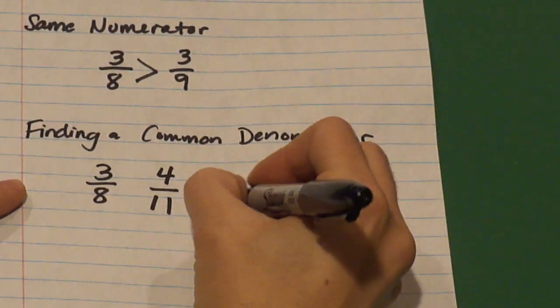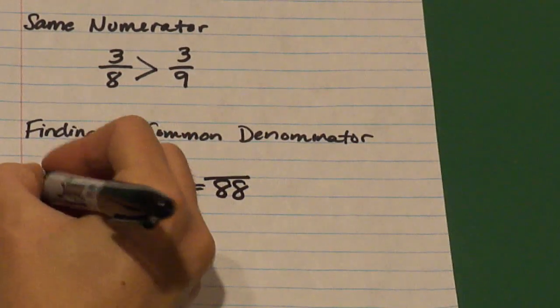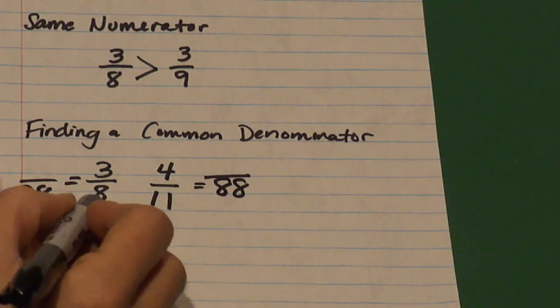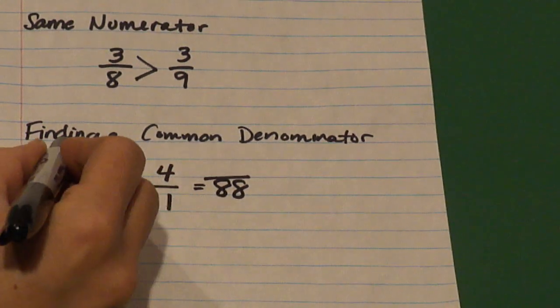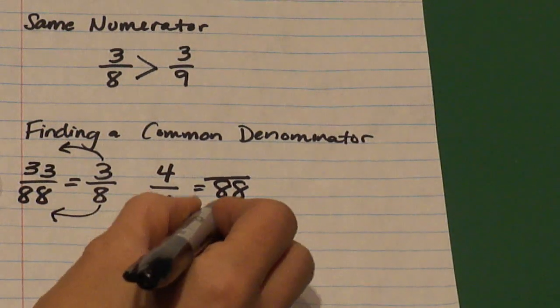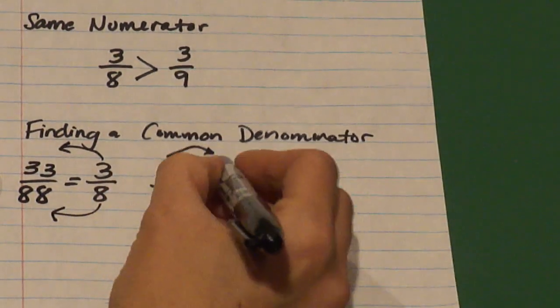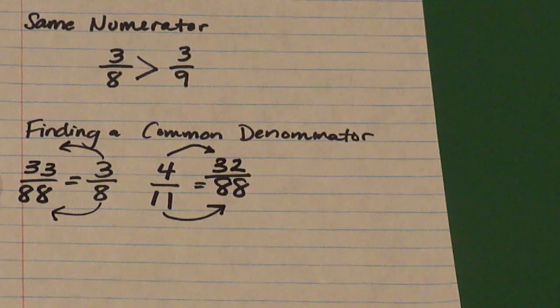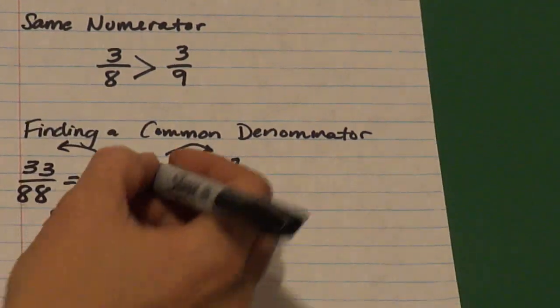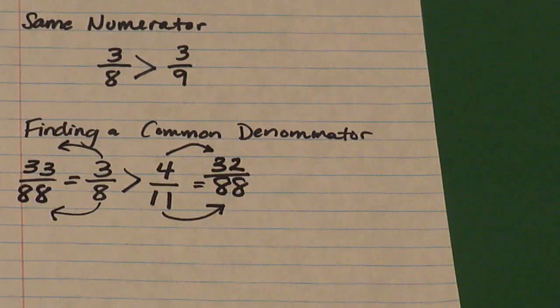I can make equivalent fractions using my denominator of 88. This here is times 11, so I would multiply this times 11 and get 33. Here I'd multiply by 8, so I'm going to multiply by 8 in the top and I'd get 32. 33/88 is greater than 32/88, so this fraction is greater.